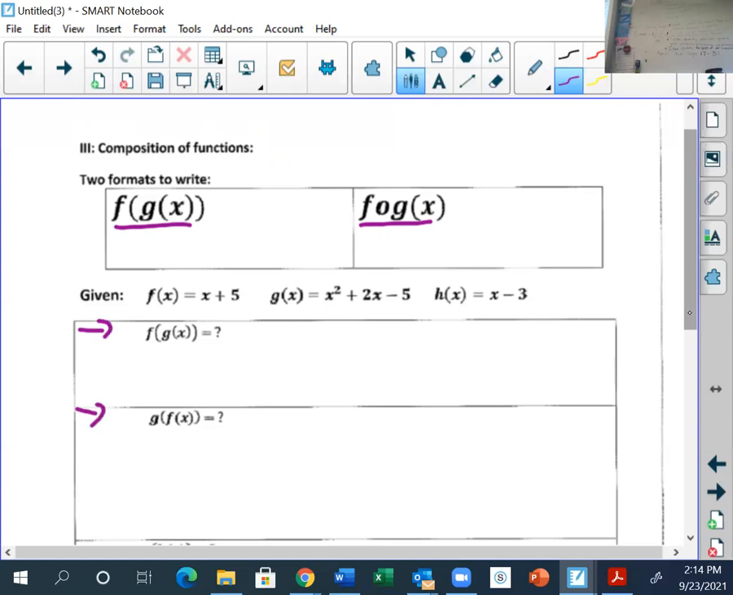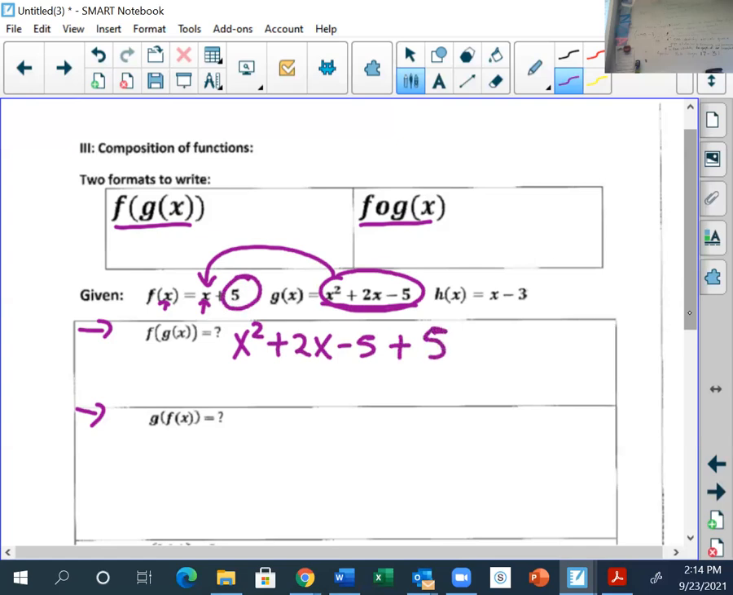So f of g of x. Wherever the x is here, I'm going to take all of this equation and plug it in here because it's f of g of x. So f of g of x is going to be x plus 5, but instead of x, I'm replacing it by this expression. So x squared plus 2x minus 5, plus, don't forget this, 5.